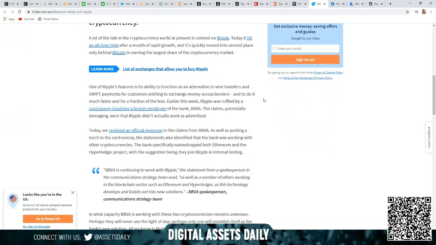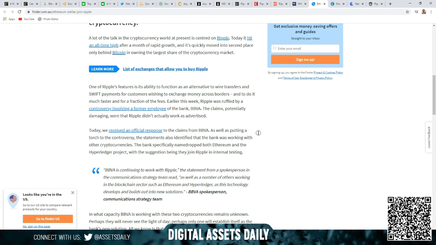As you scroll down into this article, here you have one of Ripple's features is its ability to function as an alternative to wire transfers and SWIFT payments for customers wishing to exchange money across borders. And we do it much faster for a fraction of the fees. Earlier this week, Ripple was ruffled by a controversy involving a former employee of the bank, BBVA, that claims potentially damaging or that Ripple didn't actually work as advertised.